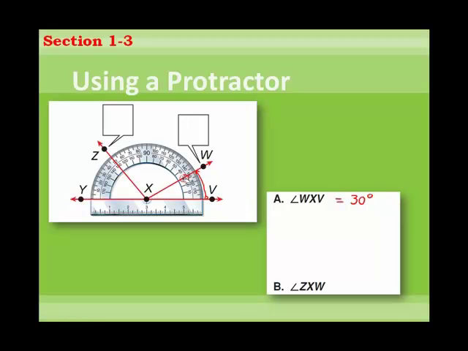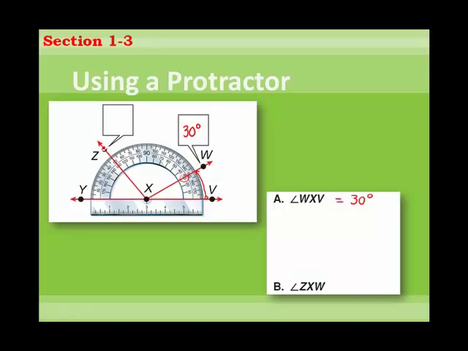Now you see there's two numbers here, the 30 and the 150. It's not 150 degrees because that would be a wide open angle, especially if this is 90. We're looking for the smaller angle here. If we were measuring from the other direction, say YXW, YXW would be 150 degrees because that angle is much bigger than 30 degrees. So you have to pay attention to how big the angle is to know whether you're using the top number or the bottom number. So we should put here the measure of angle WXV is 30 degrees.